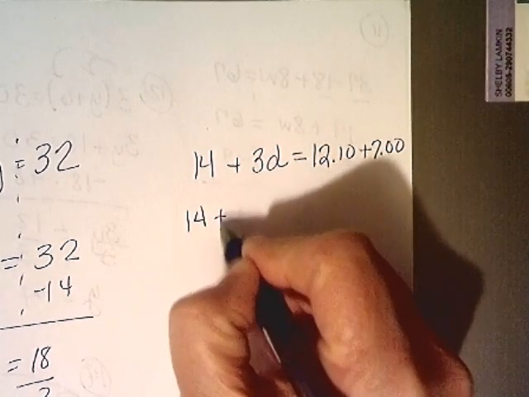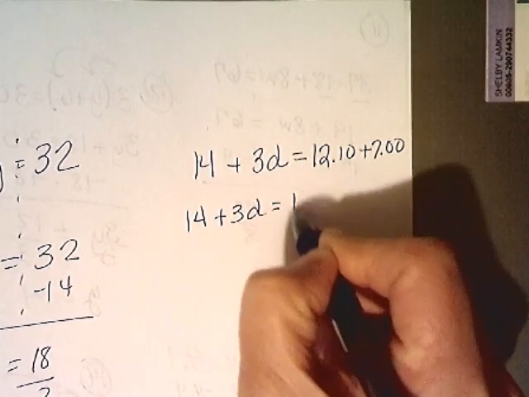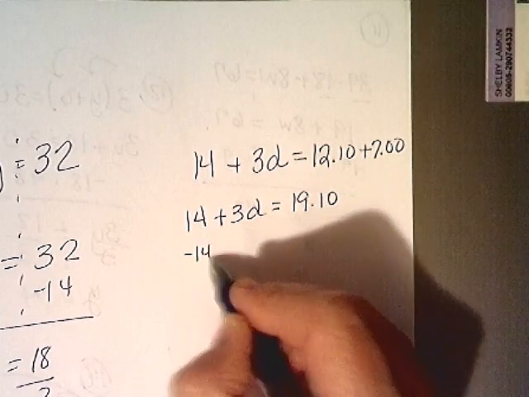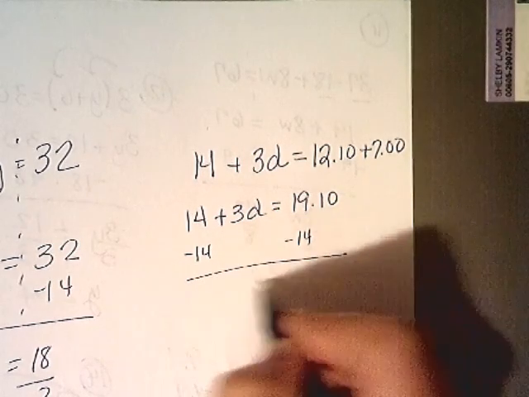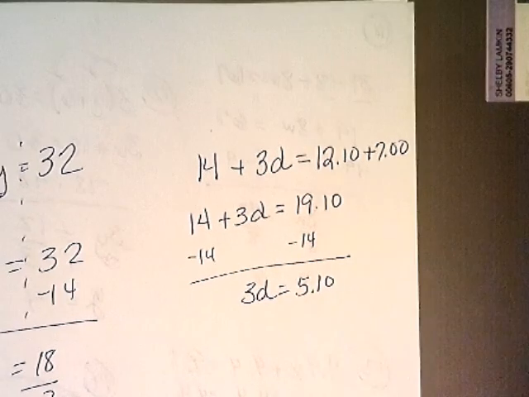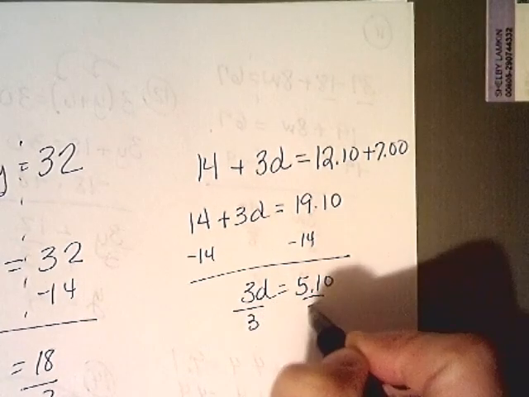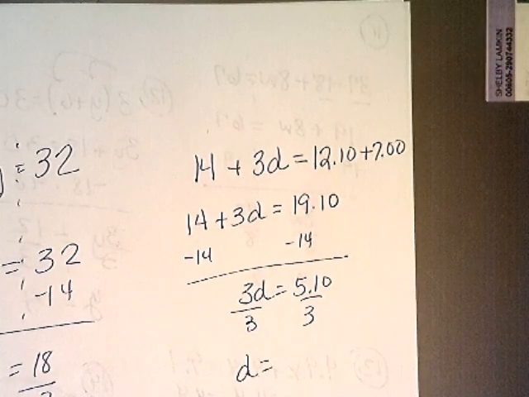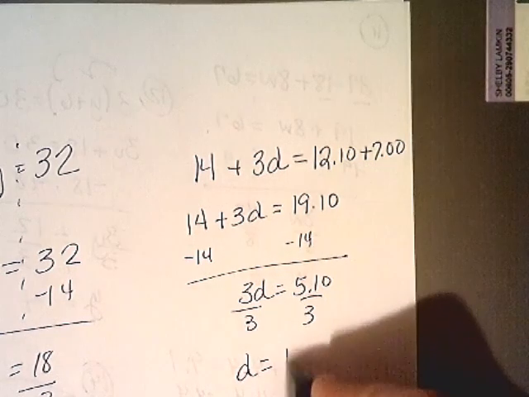So that's 14 plus 3D equals 19.10. And we're solving for D. So we're going to subtract 14 from both sides. And that's going to give me 5.10. I'm going to divide by 3. And the drinks are going to cost us $1.70.